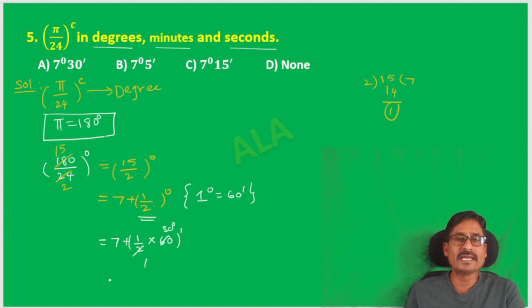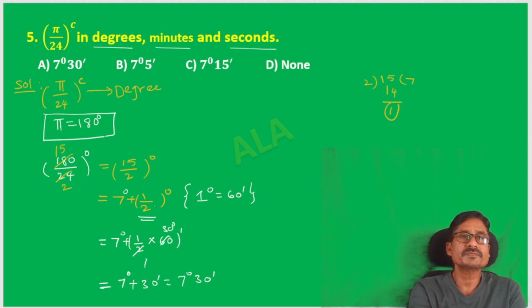Now what is the angle? That angle is 7 degrees plus half degree. Half degree means what? 30 minutes. That we write 7 degrees 30 minutes. Now what is the right option? First option A is the correct answer.